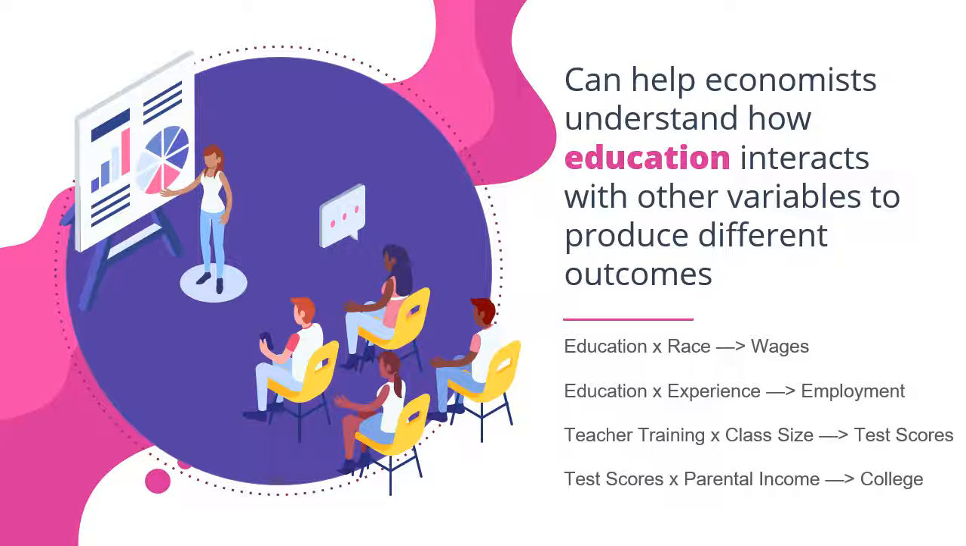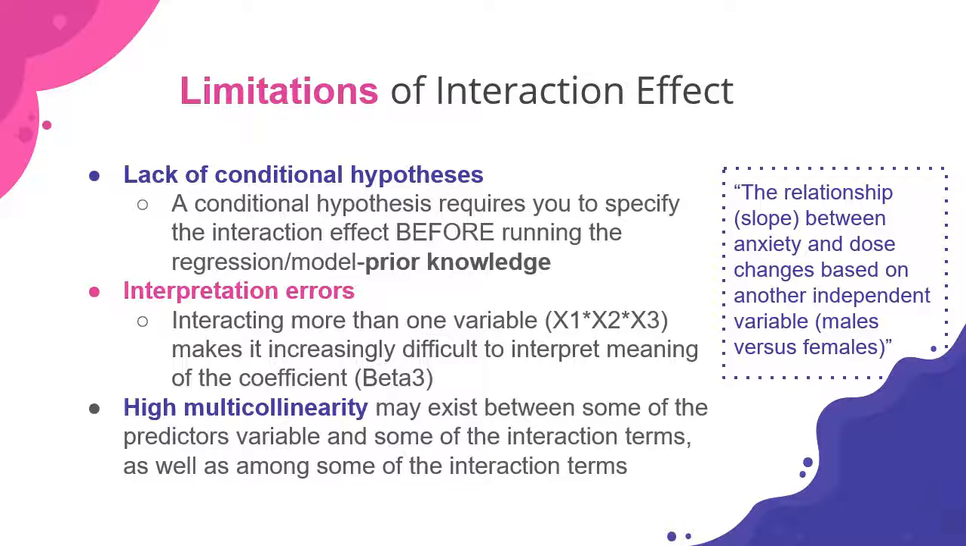There are three limitations. First, you might need prior knowledge to decide the interaction variable to make a conditional hypothesis. Second, when having more than two variables in an interaction term, it's difficult to interpret the coefficient. And third, we might have high multicollinearity among variables.